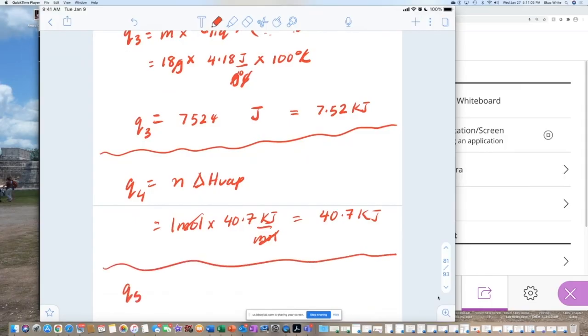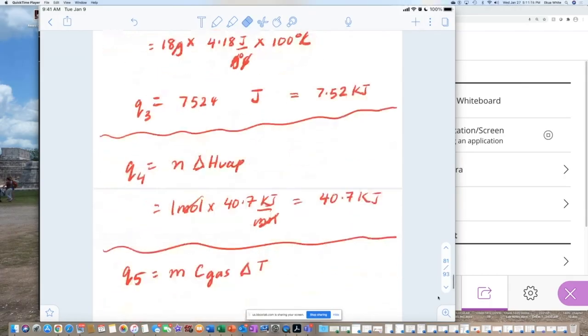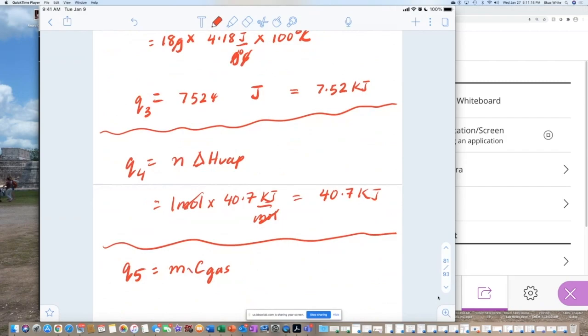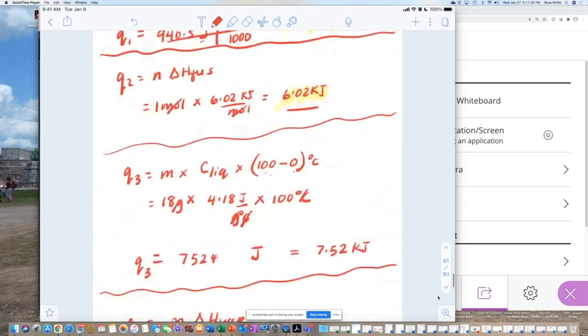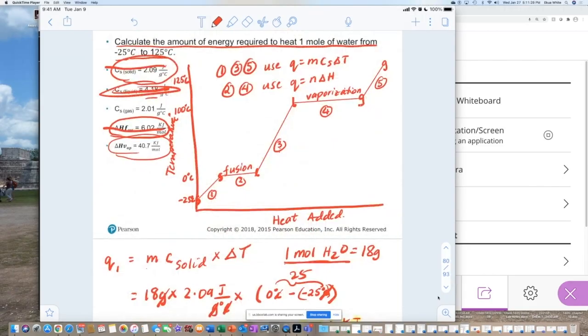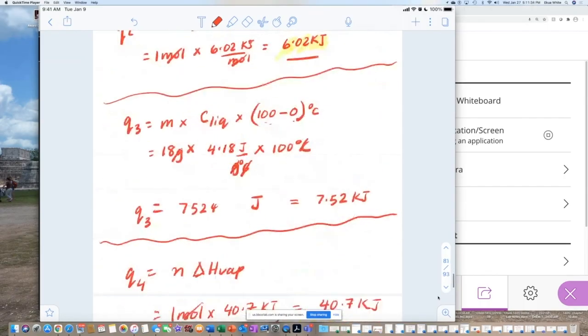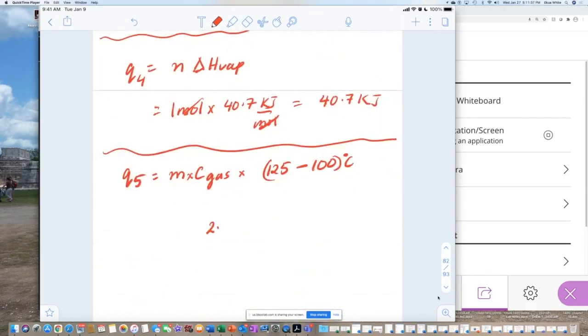Finally, Q5. Q5 is mass again, c gas, delta T. This time we're going from what? 100 to, I think it was, final was 125, right? And then we came from 100. Let me verify this because sometimes I look over there and I'm like, yeah, 100 to 125. Okay. Cs of gas is 2.01. We'll use that one. 2.01 joules per gram per degree Celsius. The mass is still 18 grams. It hasn't changed.